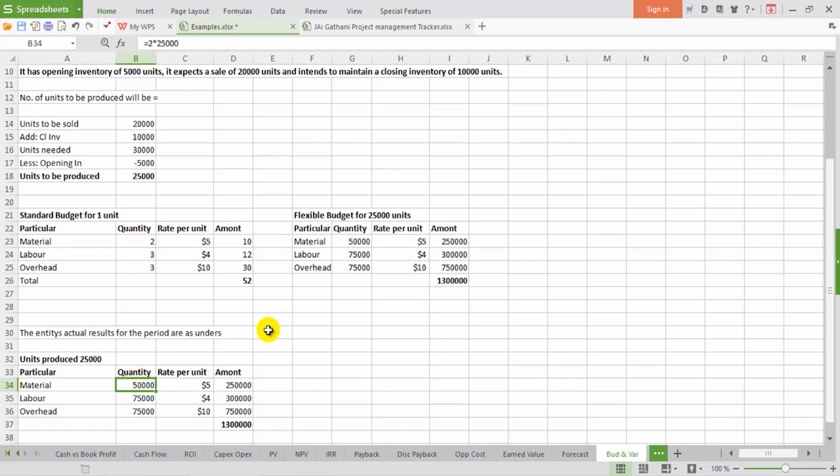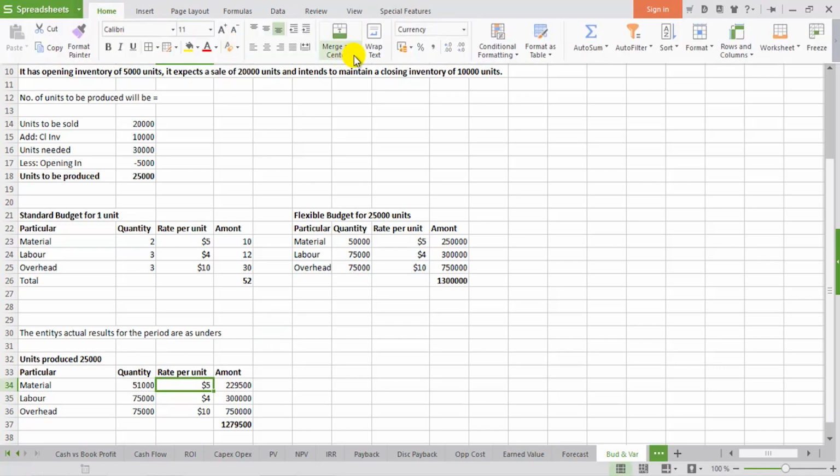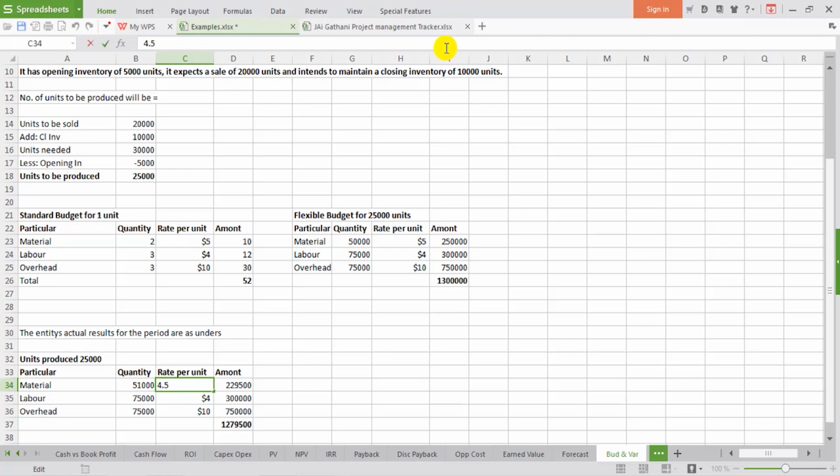Let's say the materials consumed were 51,000 units instead of 50,000, and the material rate was 4.5 at which they procured. We're going to increase a decimal, 4.5, right? For labor, it paid for 74,500 hours at the rate of again 4.5. Overhead also becomes the same because that's how it's efficient. The overheads were incurred and it paid overhead at the rate of $10 itself. So overall, you can see over here the entity incurred more compared to the original budgeted cost. So obviously, this will tell that it's a negative variance.